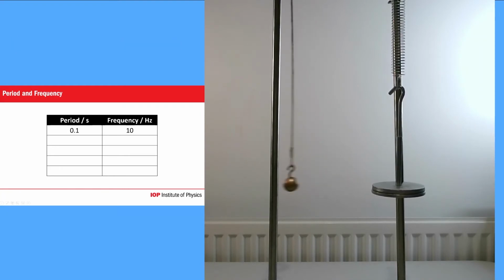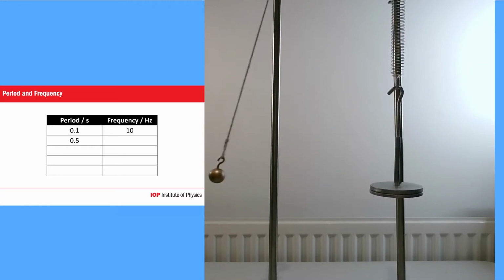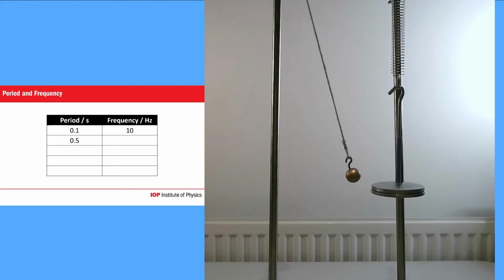We could then go on and use other examples. What if the period was 0.5 of a second? So it took 0.5 of a second to complete one oscillation. Then the pendulum should complete 2 oscillations in 1 second. So the frequency in this case would be 2 hertz.